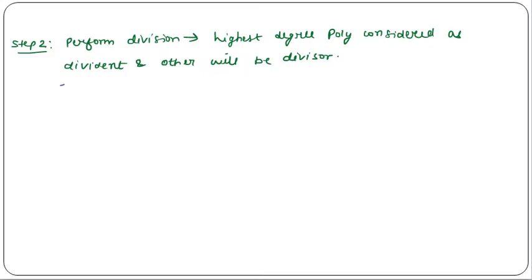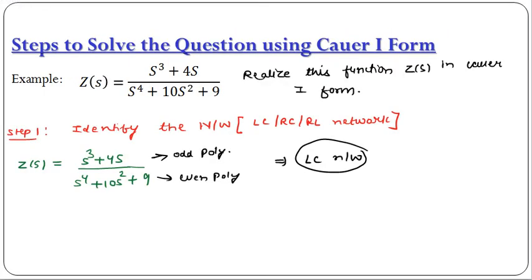Also we have seen that we have to write the power in descending order. In the Cauer first form we have to write the powers in descending order. The given Z of s function is s cube plus 4s by s power 4 plus 10 s square plus 9. Here the highest degree polynomial is in the denominator, because it is s power 4, and in the numerator the highest degree is s cube. The highest degree among them is s power 4, so it should come in the numerator.